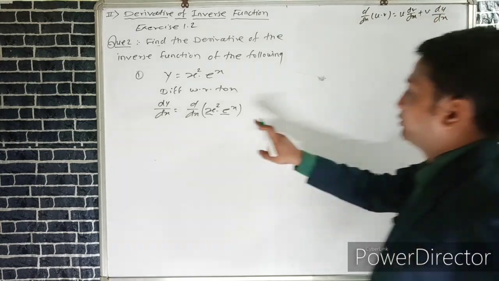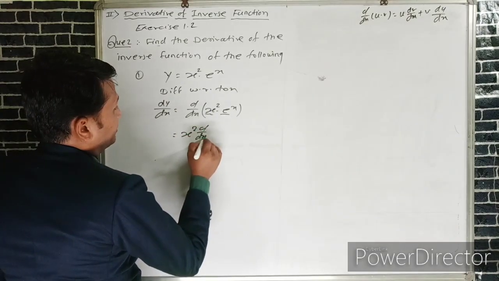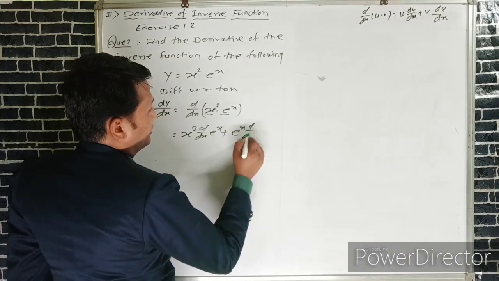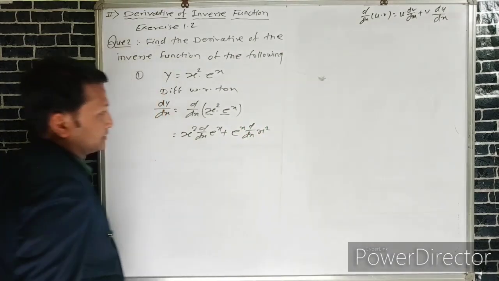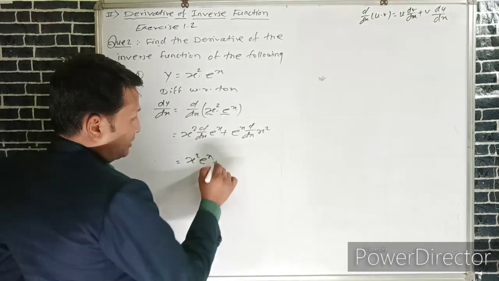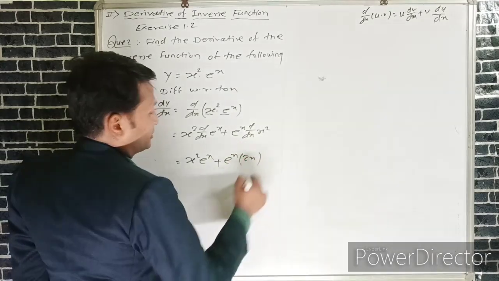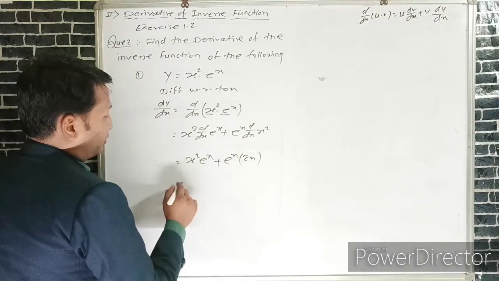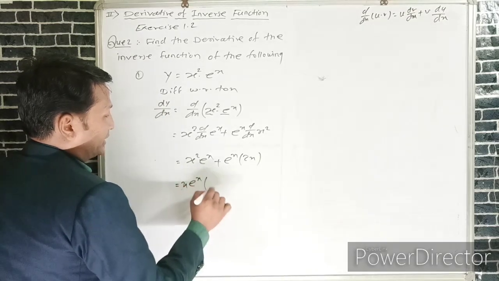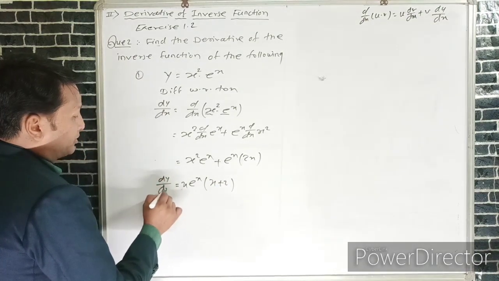By applying this rule, we can write first function x square into the derivative of e to the power x, plus e to the power x into the derivative of x square. We know that the derivative of e to the power x is e to the power x, plus e to the power x into the derivative of x square, which is 2x. If we take e to the power x common from both terms, then we can write e to the power x into x plus 2, which is dy upon dx.